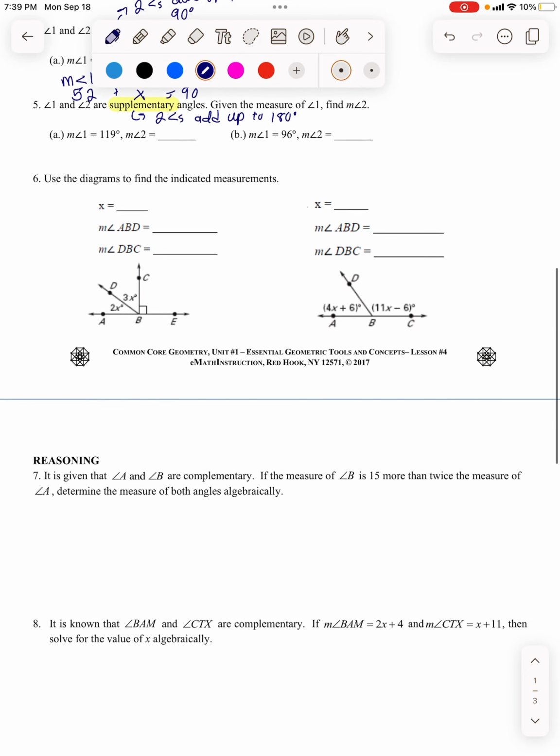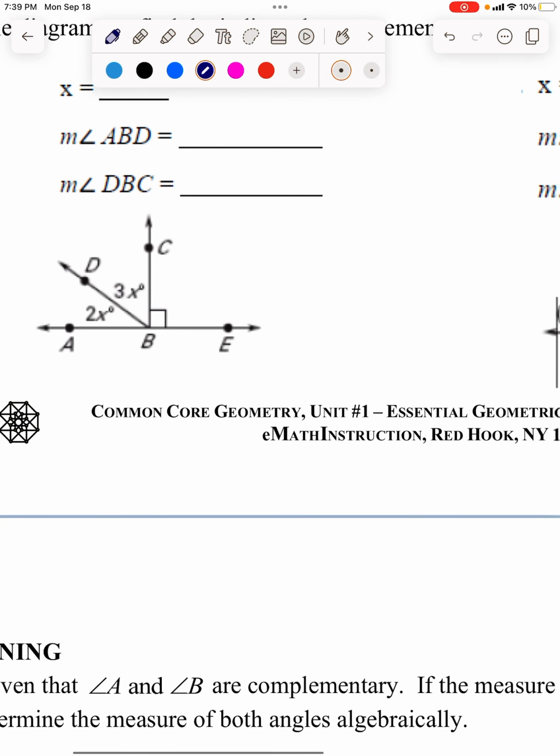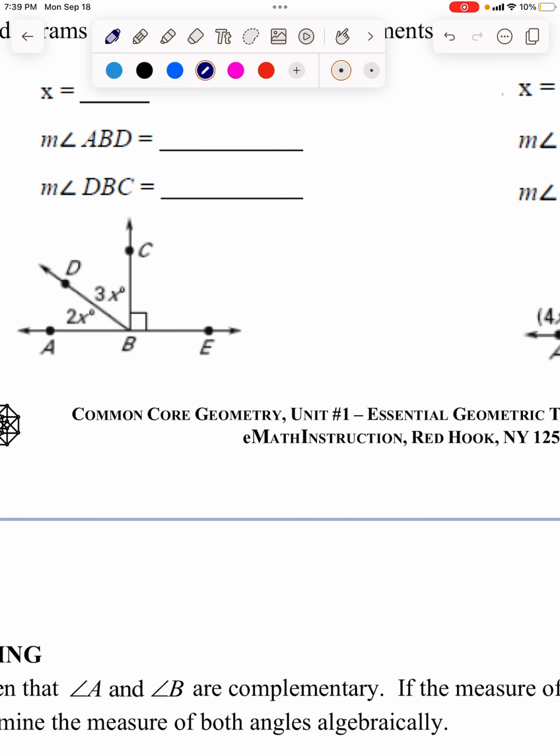Number 6, it says solve for x. You can do this two different ways. I'm going to show you both ways. I want you to notice that angle CBE is a right angle. If we have a right angle on one side, the other side is a right angle as well. Angle CBA, or ABC, is also a right angle, which equals 90 degrees. I want you to take note of that.